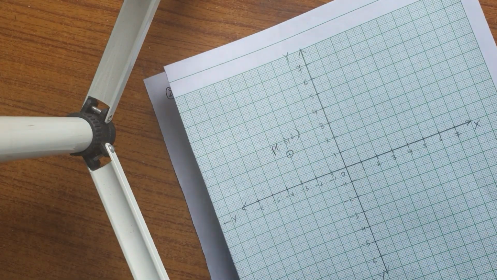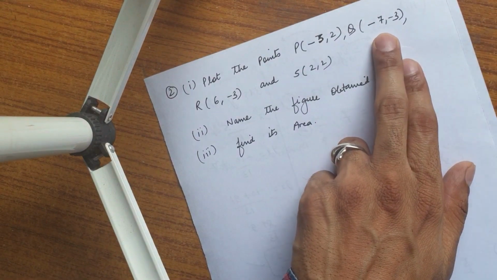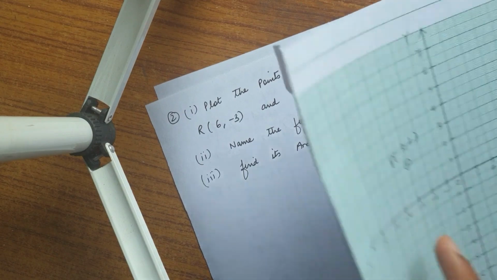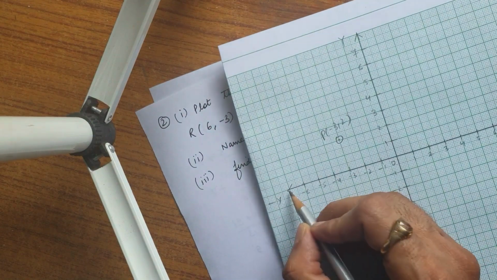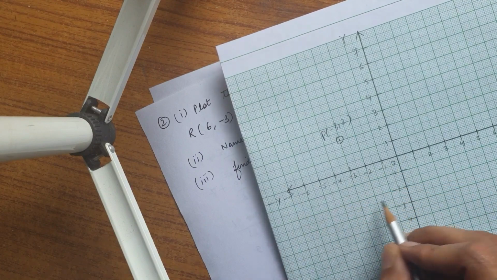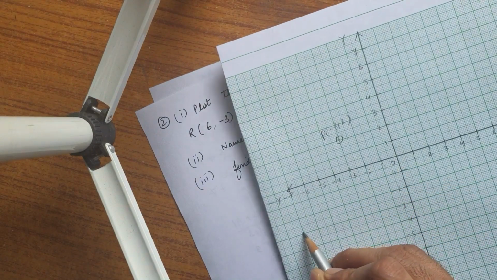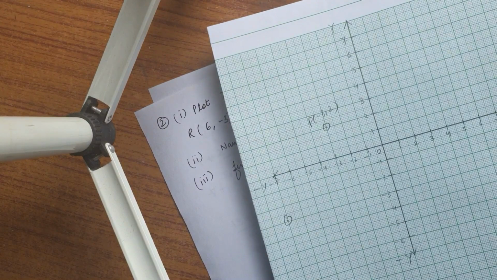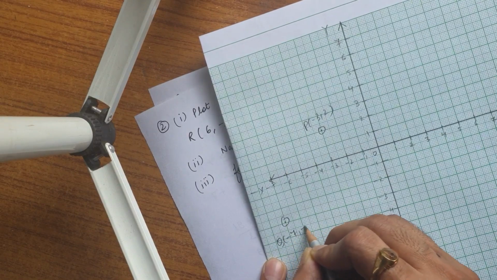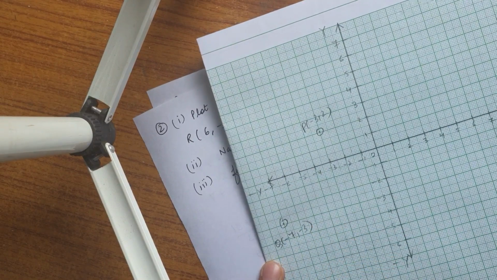Okay. Now the next point is, beta, Q. Q is (-7, -3). So x is minus 7 and y is minus 3. So it will lie in the third quadrant. So this point is your Q (-7, -3). Okay, it is your Q point.